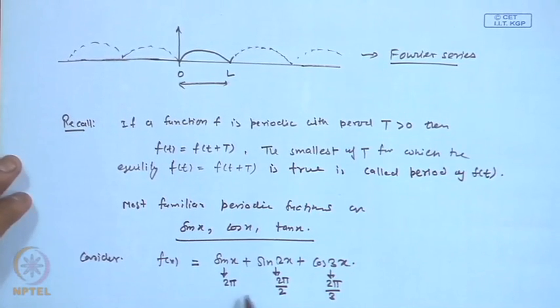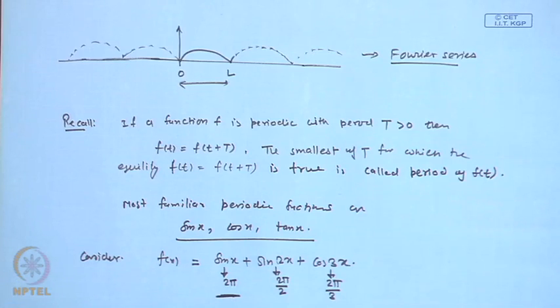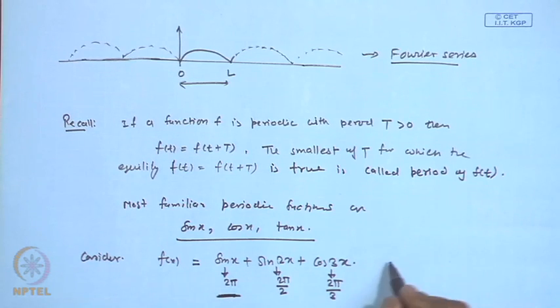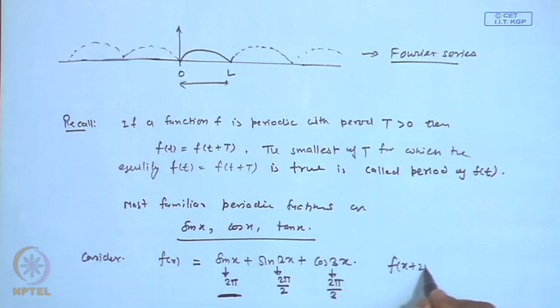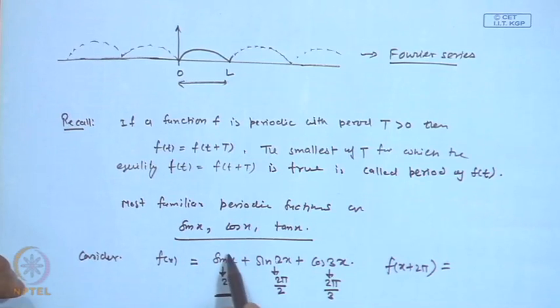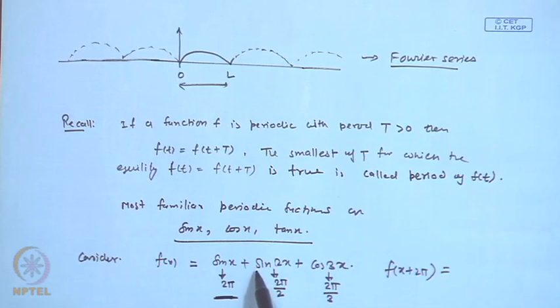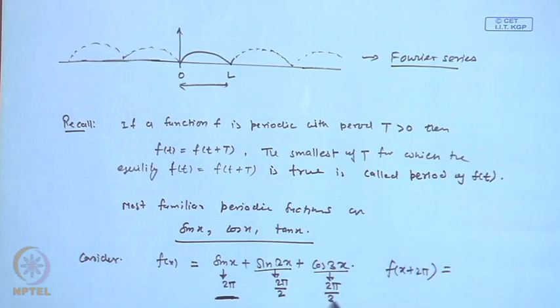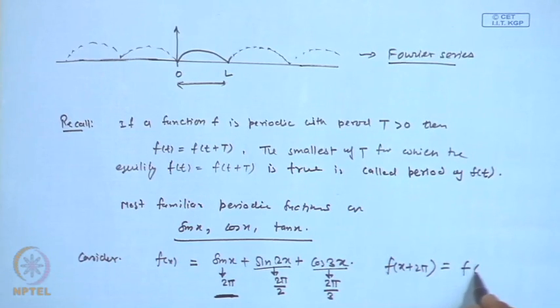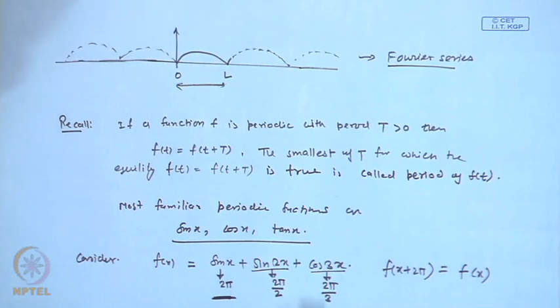What we see is that the common period of all these three functions is 2 pi. Sin 2x has two cycles in this 2 pi range, and cos 3x has three cycles in this 2 pi range. So f(x plus 2 pi) is again sin x, and sin 2(x plus 2 pi) will again be sin 2x, because 2 pi is also a period for sin 2x, and the same for cos 3x. The value will repeat after 2 pi, so the common period for all three functions is 2 pi, and that is the period of f(x). So f(x) is periodic with period 2 pi.